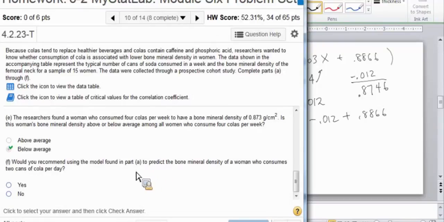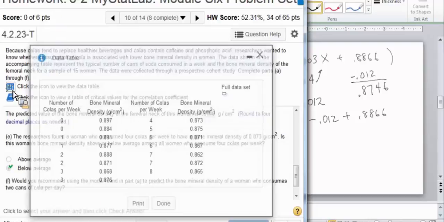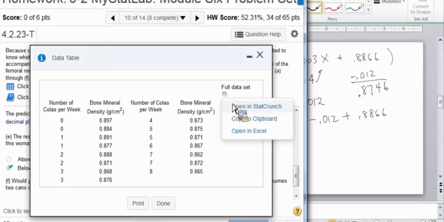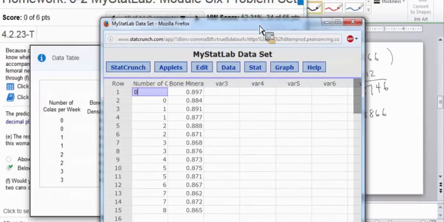Part F, the last part. This one was tricky. I often miss it the first time I go through it because I don't read it carefully enough. Can you use this model for a woman who consumes 2 per day? Well, the tricky part is the data is for colas per week. So this is 2 per day. 2 per day is 14 per week. So let's take a look at the data again. Full data set. I'm going to do a scatter plot just to see.